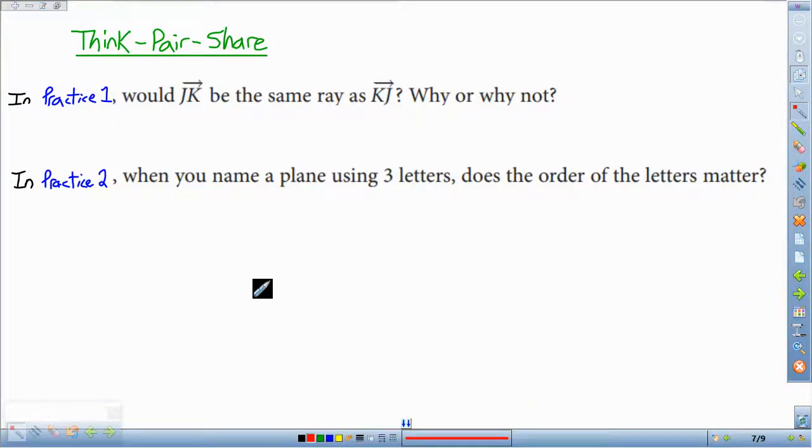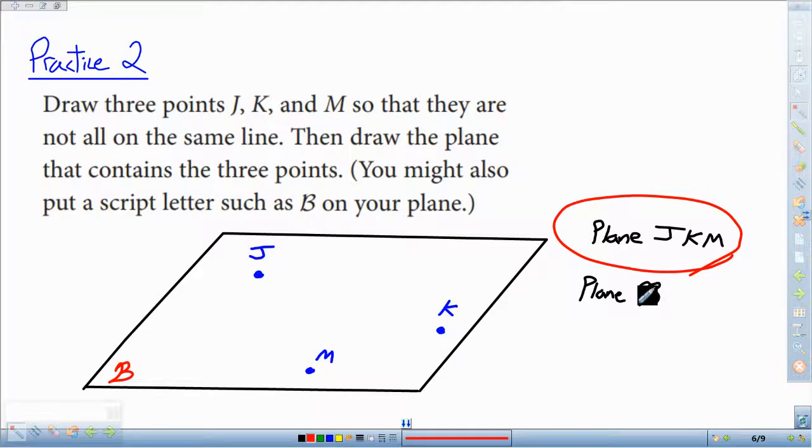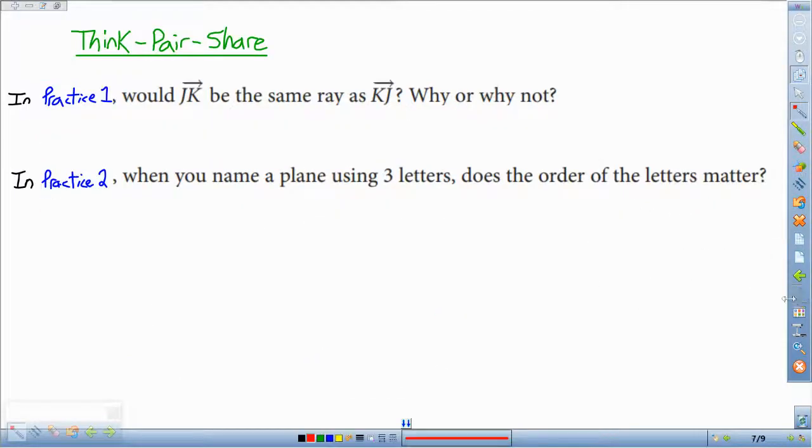Let's take a look at number 2. In practice 2, when you name a plane using 3 letters, does the order of the letters matter? All right, well, I guess I should have looked at these 2 because I already answered these questions. So think about it for a second. What do you think? Did the order of the letters on our plane matter? Did I have to call this thing plane JKM? All right, hopefully you're thinking, no, doesn't matter. I could have called it plane KMJ, MKJ, whatever. All right, so no, doesn't matter.